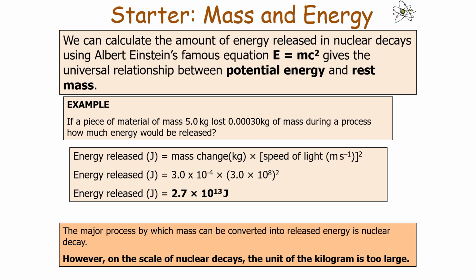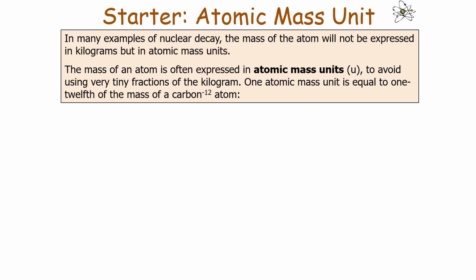Now you'll notice that on the scale of nuclear decays, the unit of the kilogram tends to be too large. So when we're looking at mass change on the nuclear scale, we don't tend to use kilograms, we use another unit which we then convert back into kilograms when we use our equation E equals mc squared. So in many examples of nuclear decay, the mass of an atom will not be expressed in kilograms, but rather in atomic mass units.